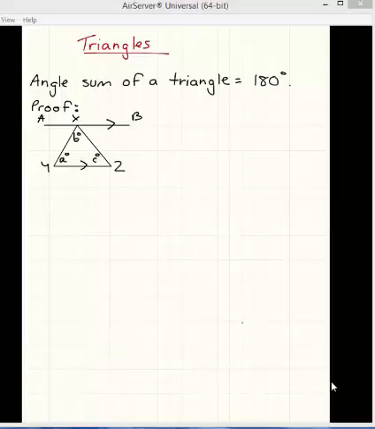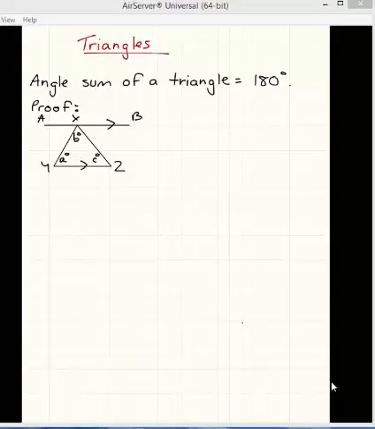So triangles, there's a lot of information about triangles that you've been taught in the past. So if you can't remember what the types of triangles are, have a look in the textbook, it's all written out. I'm not going to go through it because you've been taught that since year 7. What I am going to look at today is the proofs of some of the things that we know.